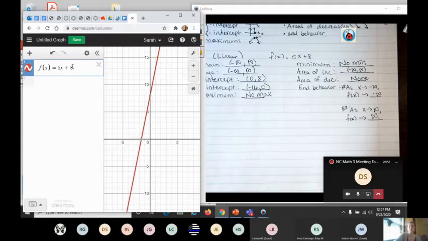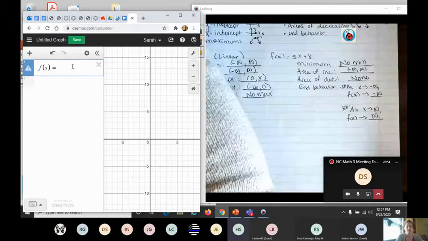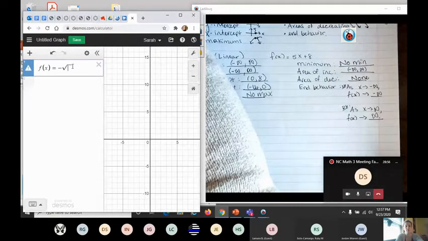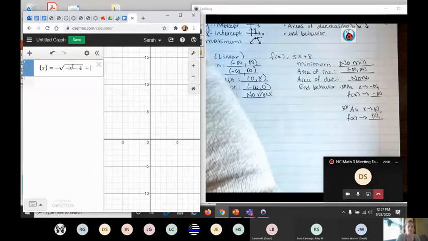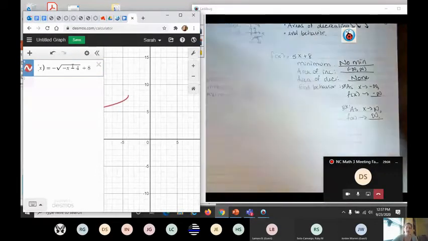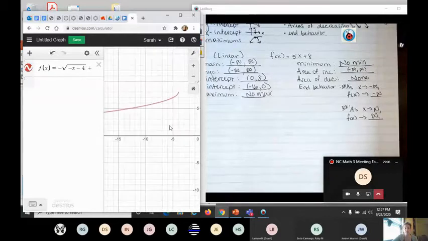So I'm going to type in a square root function right here. So we're going to have the negative square root of negative x minus 4 plus 8. Okay, so this is our square root function here. Okay, so we have our square root function here. There's the picture of it.